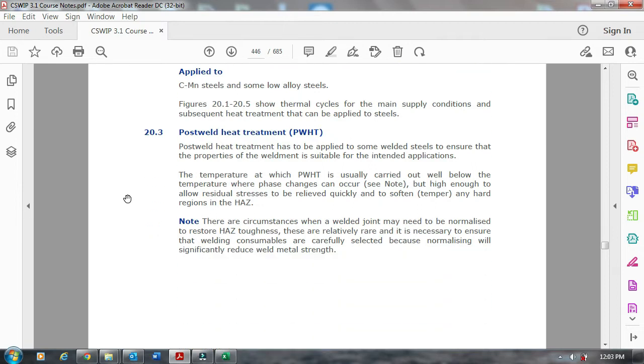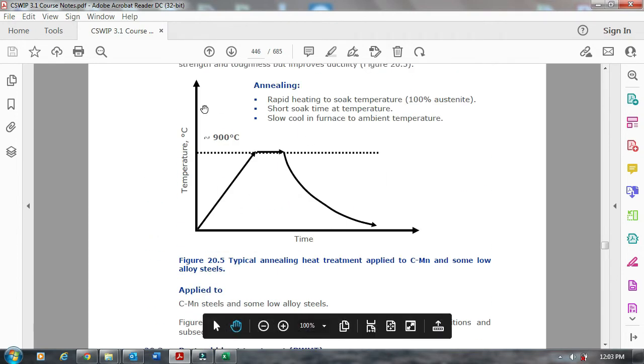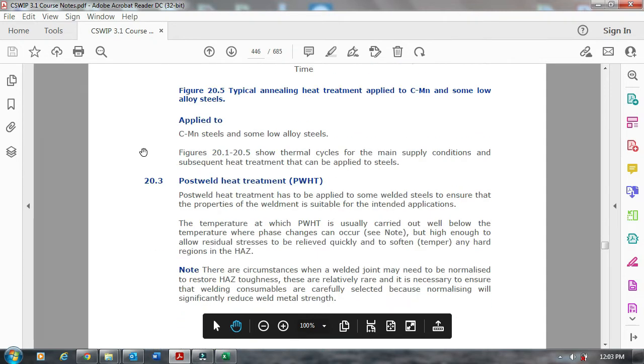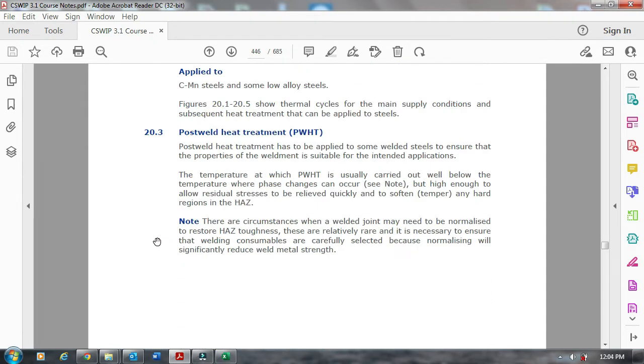Then comes the PWHT. So with this we have finished the heat treatment for the materials. PWHT, post-weld heat treatment: everyone knows PWHT as it was taught earlier, or must have seen it somewhere, but let us learn it properly. PWHT heat treatment has to be applied to some welded steel to ensure that the properties of the weldment are suitable for the intended application.